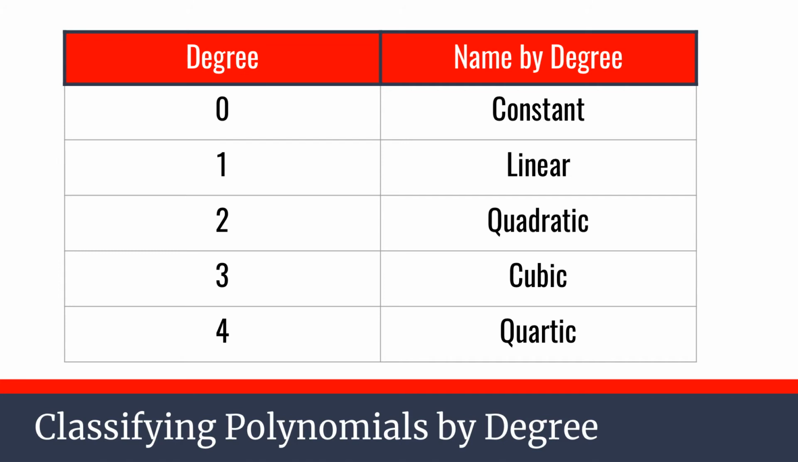So for example, if you have a constant, meaning no exponent shown, meaning it's just a number, you're going to name it a constant. If you have an exponent of 1 as your highest exponent, then it's going to be considered linear. If 2 is your highest exponent, your polynomial is considered to be a quadratic. If 3 is your highest exponent, your polynomial is considered to be a cubic. And for 4 as the highest exponent, it's going to be a quartic. Yes, there are higher degrees than 4, but these are the ones that we're going to be focusing on now.